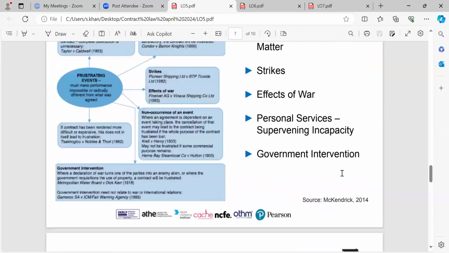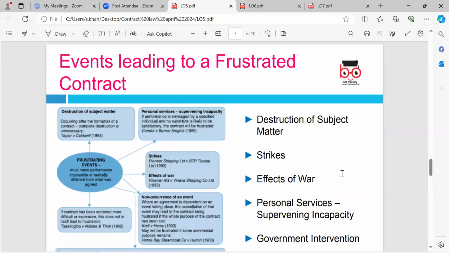When assessing events leading to a frustrated contract, there is the destruction of the subject matter occurring after the formation of a contract, where complete destruction is unnecessary, the Taylor v Caldwell case, and personal services, supervening incapacity. The first one is destruction, and the case that we could look at in regards to that, which I'll give you a little bit on, is the case of Taylor v Caldwell.